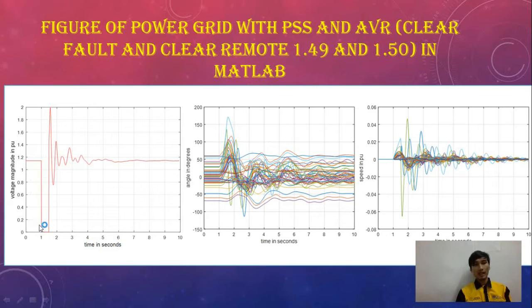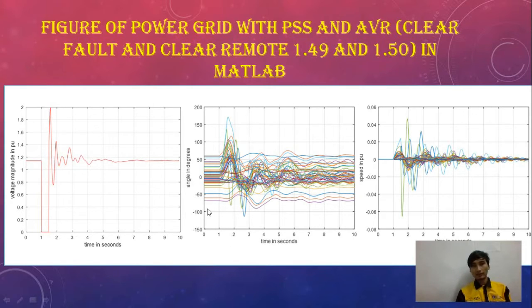The fault occurred at 1. After 0.49 seconds, the voltage increased instantaneously, and then it stabilized and maintained the voltage after 4 seconds.